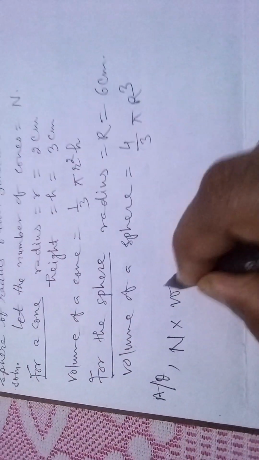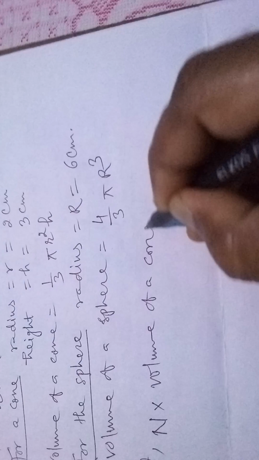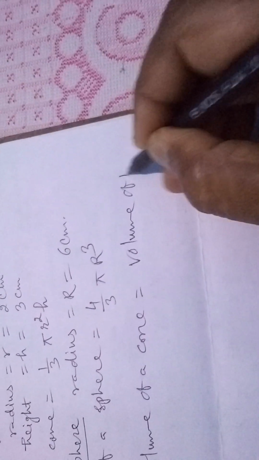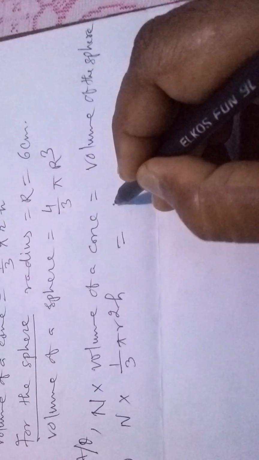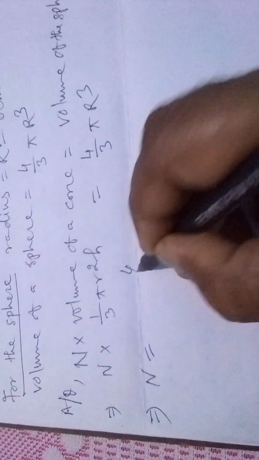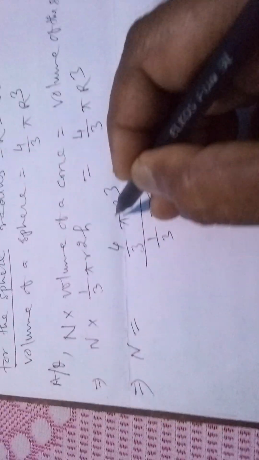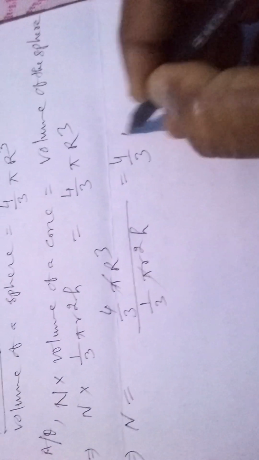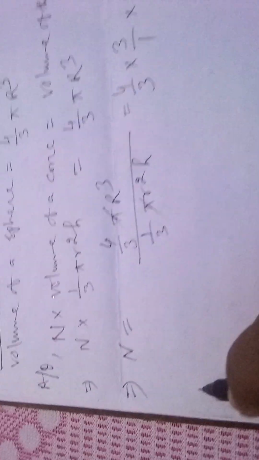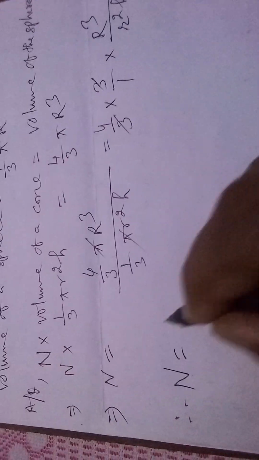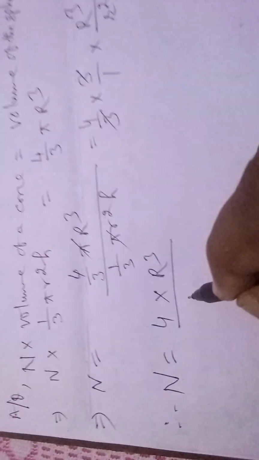Here, n into volume of a cone is equal to volume of the sphere. Okay? Now, you see, n into volume of a cone, 1 by 3 pi r square h, is equal to 4 by 3 pi R cubed. This implies n is equal to 4 by 3 pi R cubed divided by 1 by 3 pi r square h. Pi and pi cancelled. And this is equal to 4 by 3 into 3 by 1 into R cubed by r square h. Therefore, n is equal to, this 3 and 3 cancelled, then you have 4 into R cubed by r square h.